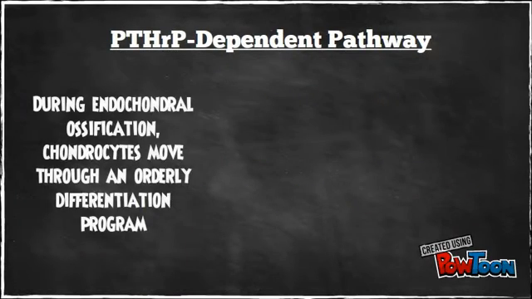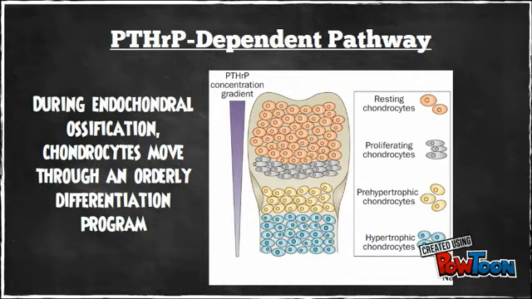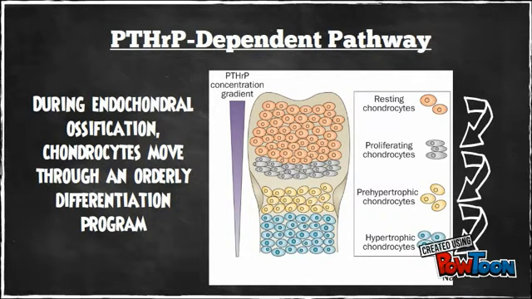In PTHrP-dependent pathway, endochondral ossification occurs, and during this process, the chondrocytes move through an orderly differentiation program from resting chondrocytes to proliferating chondrocytes, and then pre-hypertrophic chondrocytes, and finally to hypertrophic chondrocytes.